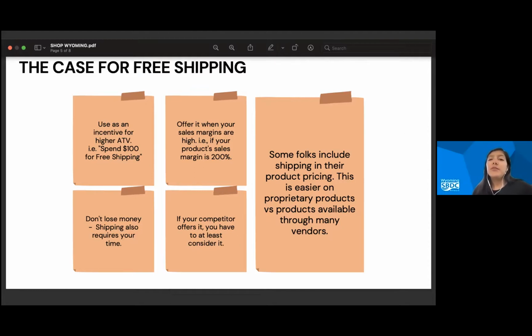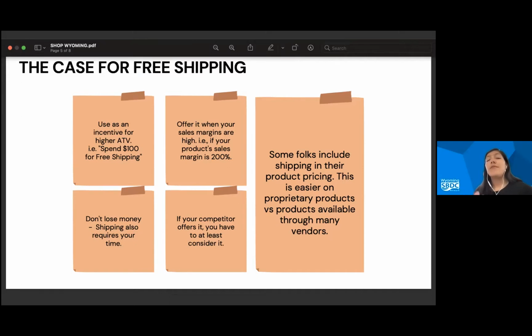Some people include shipping in their product pricing. What that means is that you calculate how much shipping is going to cost for, say, candles, and you price your candles including that shipping cost. Now, this is easier to do if you have a proprietary product. That means a product that is unique to you. Like if you are hand making your candles and selling them, you can probably include the shipping and handling price in it.